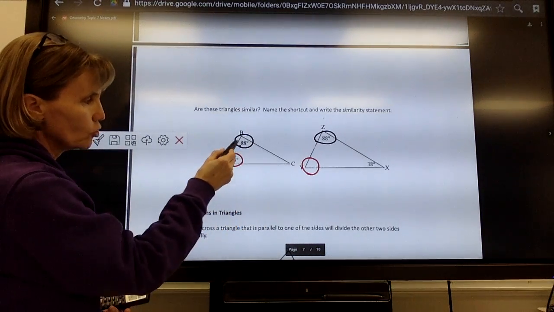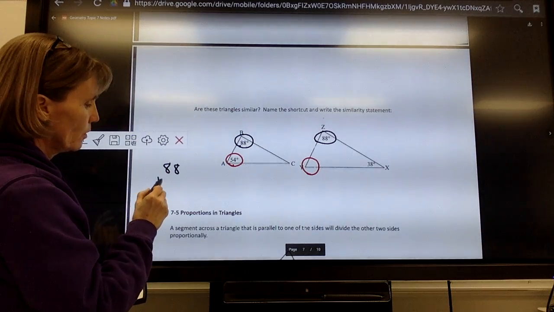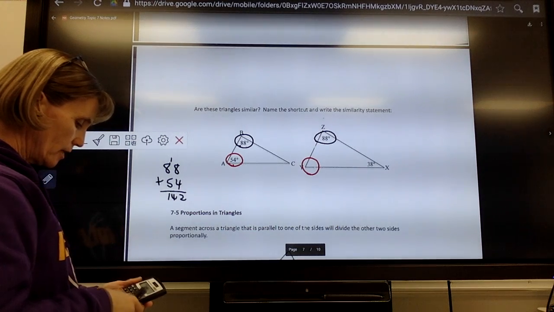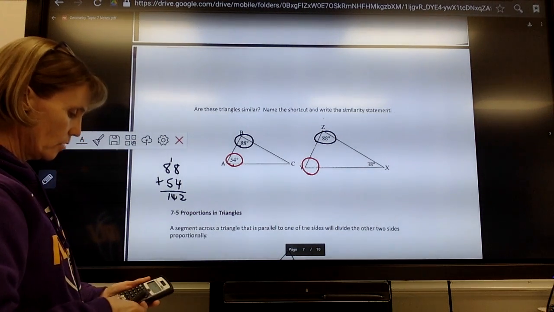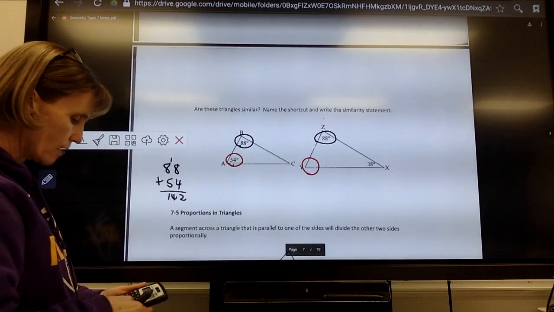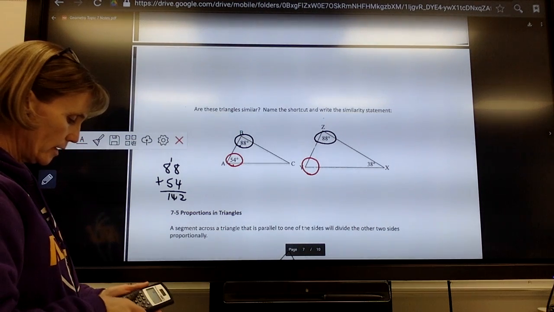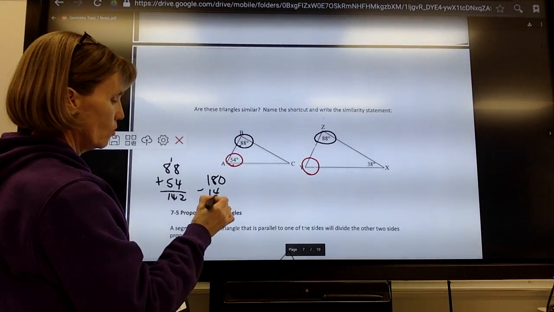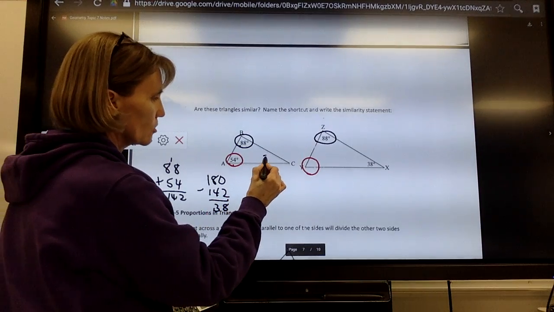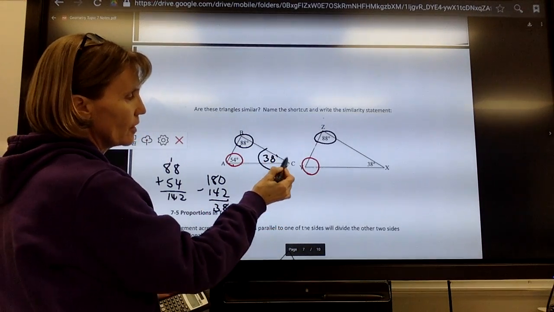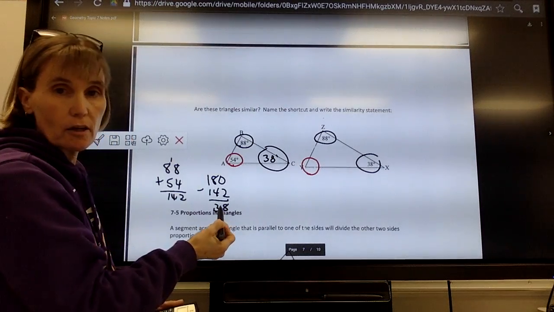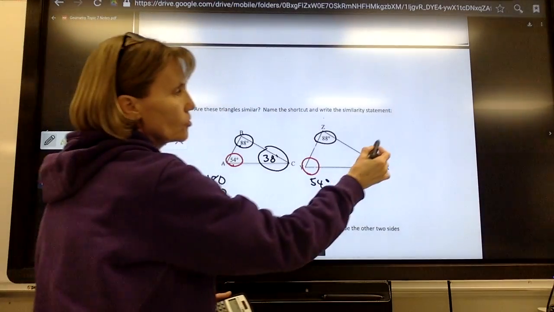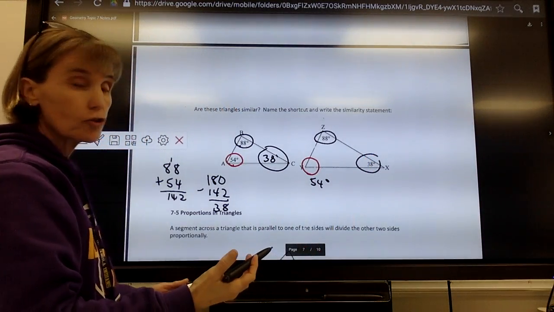I'll take this first triangle. I know two of them. So if I take 88 plus 54, I get 142. Let me just check that out here. 88 plus 54 equals 142. And I want to subtract that from 180. So 180 minus 142. If I take 180 and I subtract that 142, I'm left with 38 degrees over here. Does that match up with the angle that corresponds to it? It sure does. So if I would have tried to find the missing angle over here, this would have been 54 degrees. All three angles are the same, so we would say yes, those two triangles are similar.